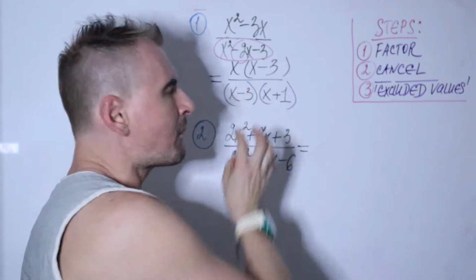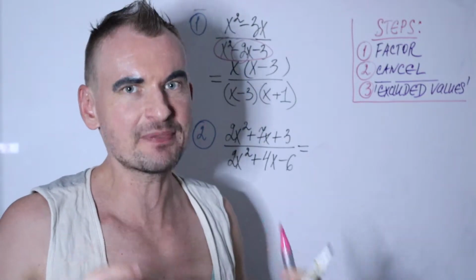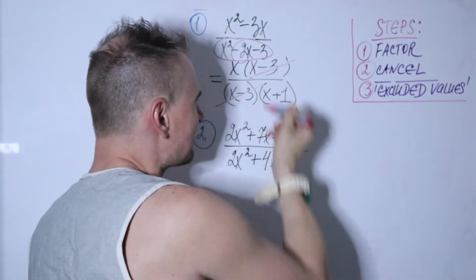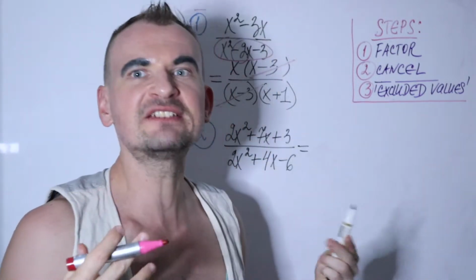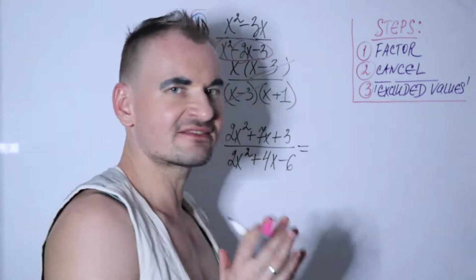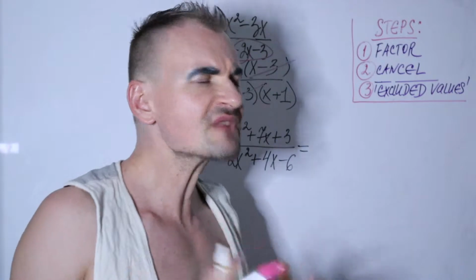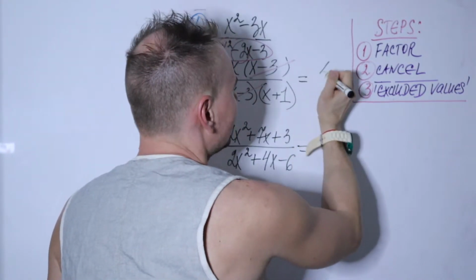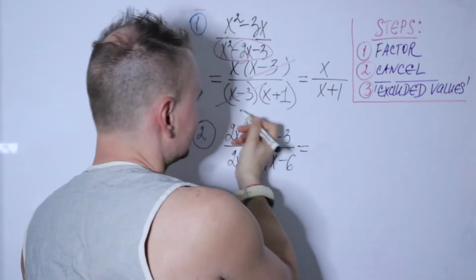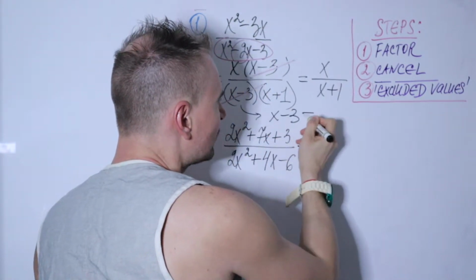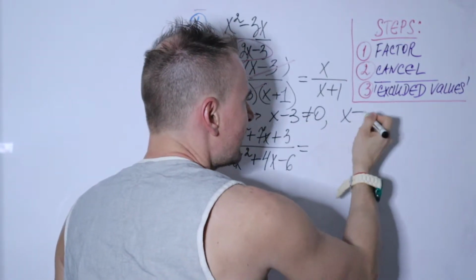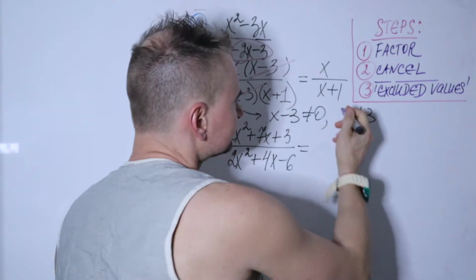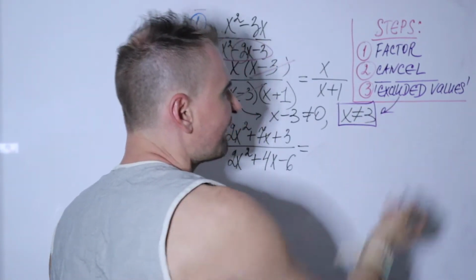Now check to see if your top and bottom have a common factor that can be cancelled out. Yes, you have x minus 3 on top, and the same x minus 3 on the bottom. Now the excluded values come out. These are the values of x, or other variable that you are given, that create this division problem. When you simplify, you end up with x over x plus 1. And from here, x minus 3 cannot be equal to 0, which implies that x is not equal to 3.